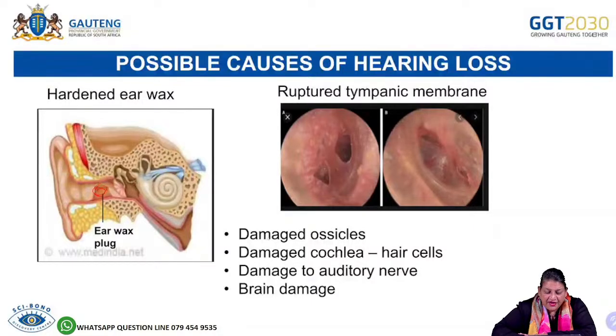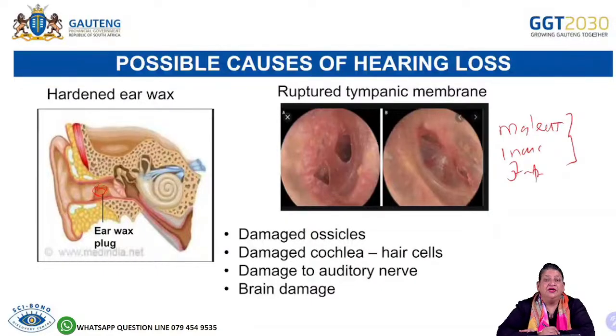Yes. So, damaged ossicles. You know that the tiniest bones in the human body are the hammer, anvil, stirrup, which is not what we need to say. We need to say the malleus, incus, and stapes. Those are the 3 ossicles, and they can also be damaged. That means they will not be able to amplify the sound vibrations, and therefore can also cause partial deafness.